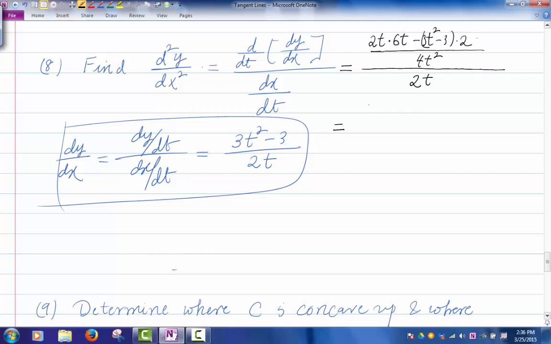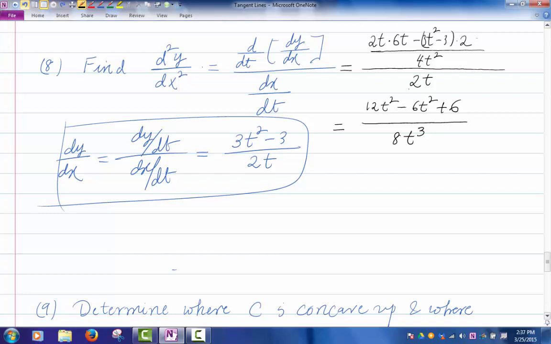I'm getting 12t squared minus 6t squared plus 6, isn't it? Do you realize that 4t squared and the 2t that I have together will give me 8t cubed? Can I simplify it this way? Because what I have here is 2t divided by 1, right? So when you flip it, you are going to get what I have there, right? Is everybody okay with the algebra that I did?